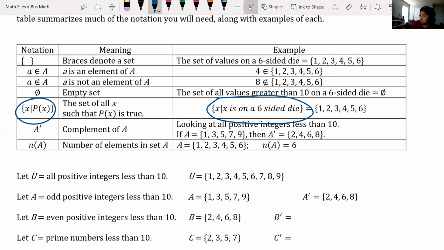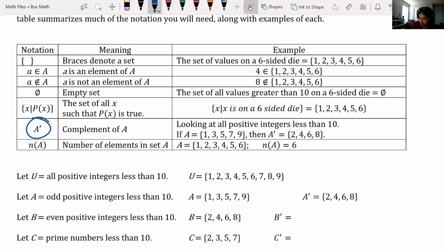Okay. And then the funny-looking symbol with the line through it means that a is not an element of the set. So we see, for example, is 8 on a six-sided die? And 8 is definitely not on a six-sided die, so 8 is not an element.